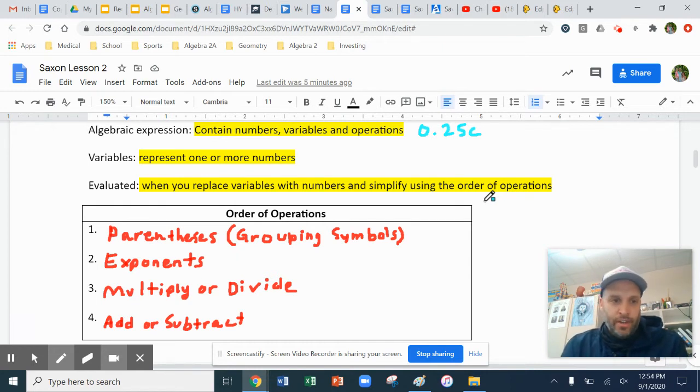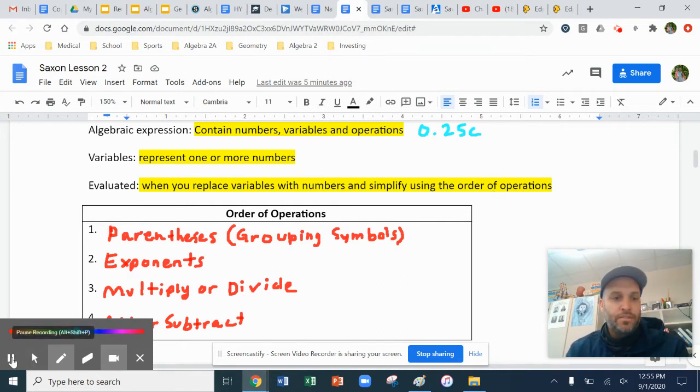Next is a variable. Variables are any letters that represent one or more numbers. And evaluated, so there's that word from our learning target, is when you replace the variables with the numbers and simplify using the order of operations. So we will review the order of operations quick.